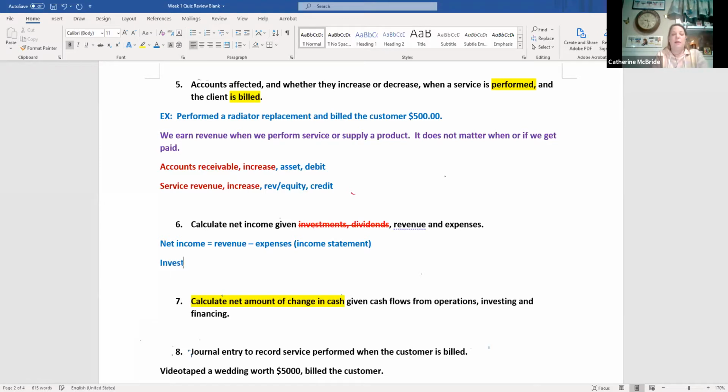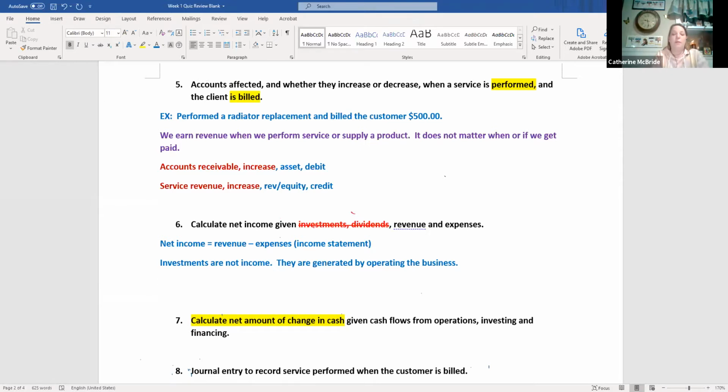Investments are not income. The reason investments are not income is because they are not generated by operating the business. So those aren't considered income. In order to have income, it has to be in the general course of operating the business.